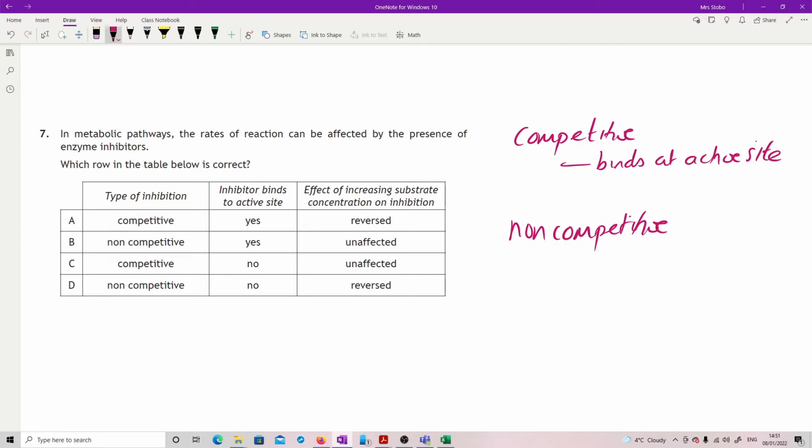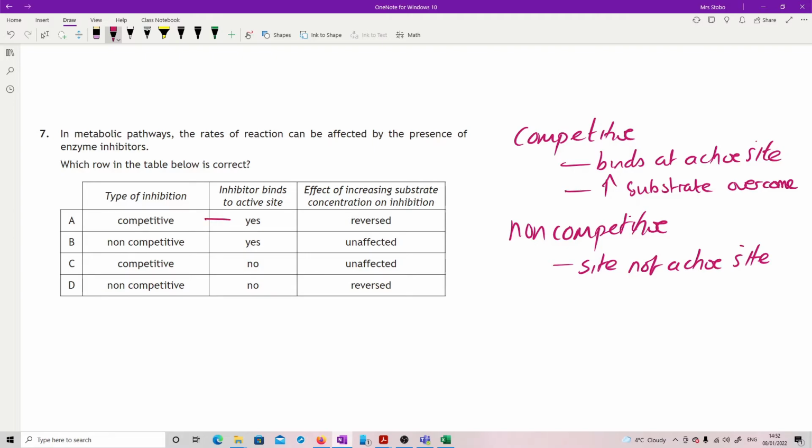But that means that if I want to out-compete the competitor, I can do that just by massively increasing substrate concentration. So if I increase my substrate concentration, then I can actually try and overcome the fact that I've got a competitor in there. Non-competitive, it's going to be a site somewhere else, not the active site. And what that does is alter the shape of the enzyme, including the active site. So increasing substrate is not going to help that at all because it's not going to reverse it. So we're looking for something that fits to this. Okay, so competitive binds to active site.